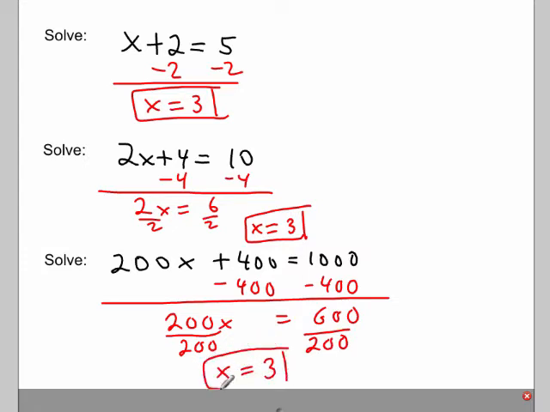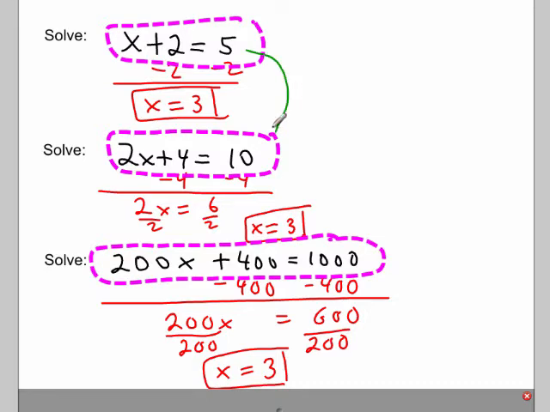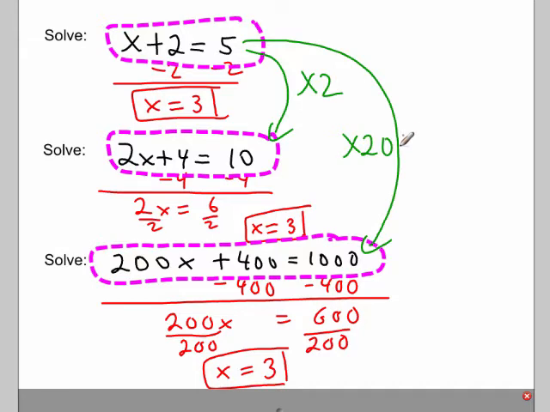And you'll notice that all three equations solve to the same thing. Is that just coincidental, or is there something else going on here, you might say? If you looked at all three equations, you might have noticed something. To go from the first equation to the second equation, what I've done is multiplied both sides of the equation by 2. And to go from the first equation to the third, I've multiplied both sides by 200.